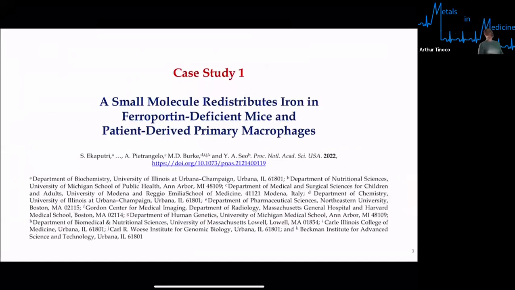This article talks about the use of a small molecule, a chelator, and how it could potentially be used for redistributing iron in a condition where there's a ferroportin deficiency. A ferroportin deficiency can lead to a variety of different types of diseases. We talked a little bit about chelators potentially being used as a way of redistributing metals, and here is an example where they really looked into this possibility with a particular chelator.